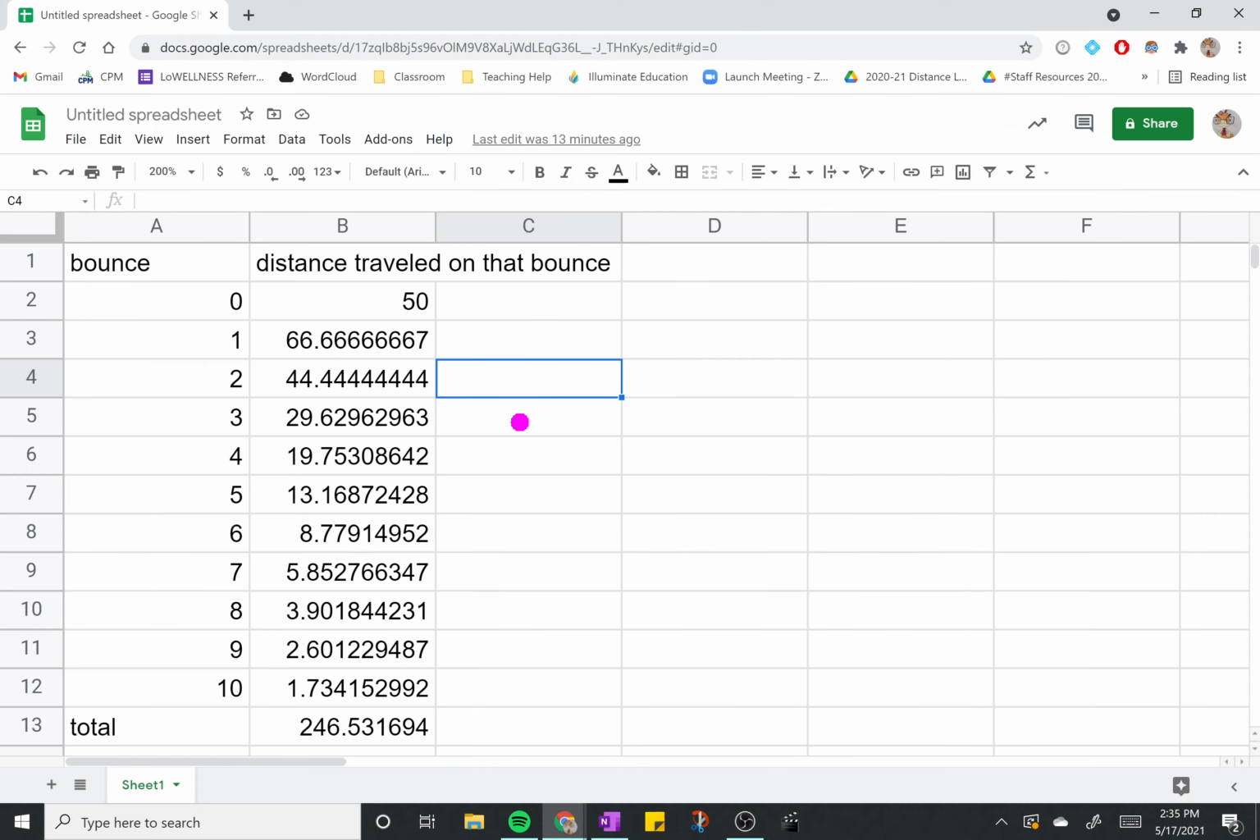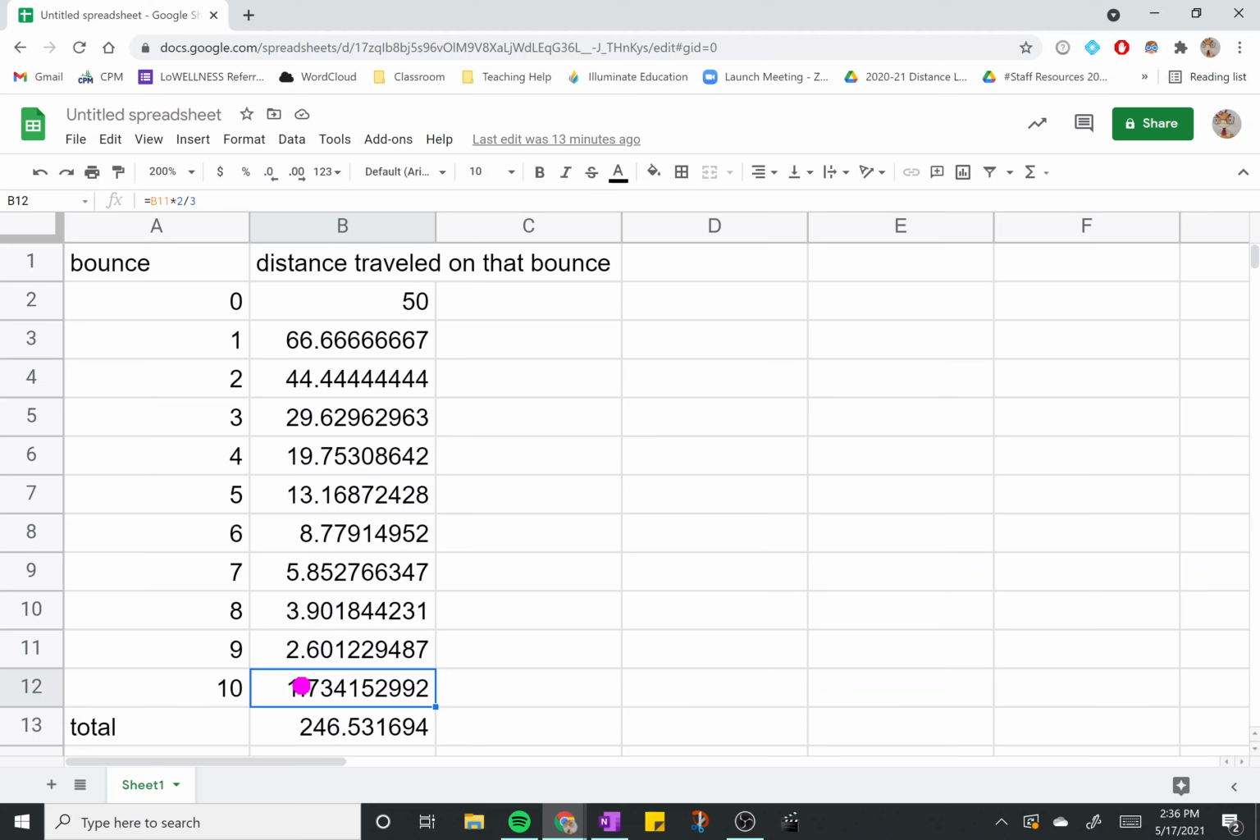Alrighty, so what I have done here is I've written out all the bounces. So let's say on bounce 0, which is the initial drop, it drops 50 feet. On the second one, it goes 2/3, and you can see that in the formula here, 2/3 of wherever it came from, so that's B2 times 2/3, times 2, because again, it bounces up and then comes back down. And then likewise, this one is the previous one, times 2/3, and so on all the way down.